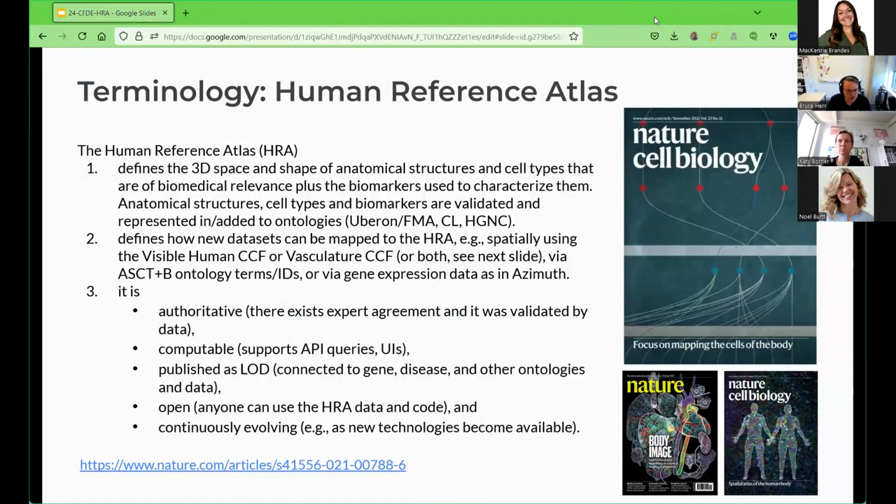And then it's continually evolving. The body contains trillions of cells, and it's a very complicated beast, and we are continuing to evolve our atlas so that it can represent more and more of the human body.